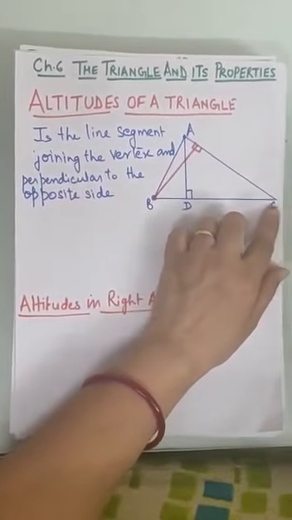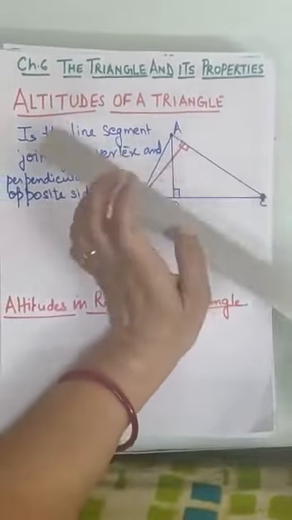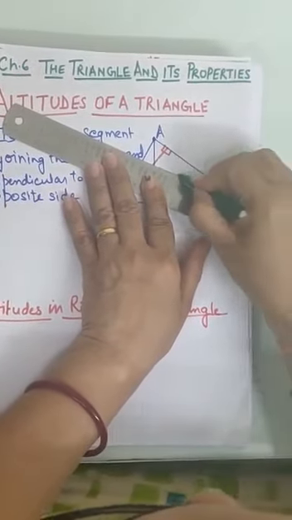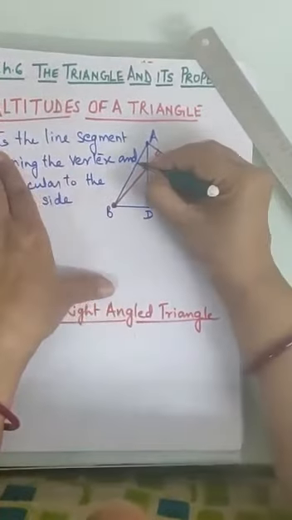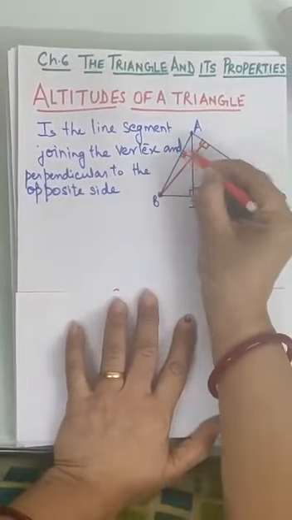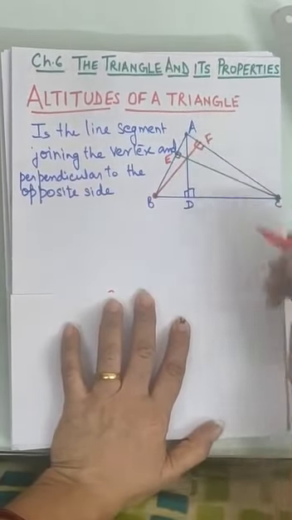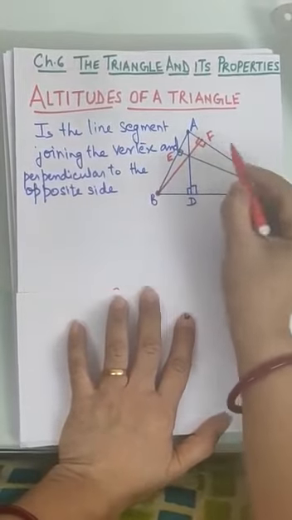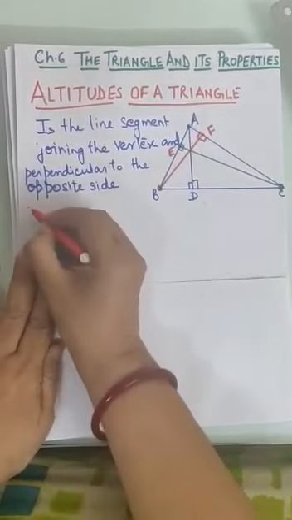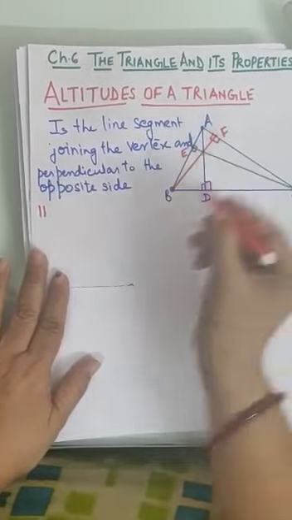Now we will draw a perpendicular from C to AB. So the angle formed here is 90 degrees. Now we mark this point as E and this point as F. So in triangle ABC, we see AD, BF and CE are the three altitudes. So we write here the three altitudes. AD, BF and CE are the three altitudes.